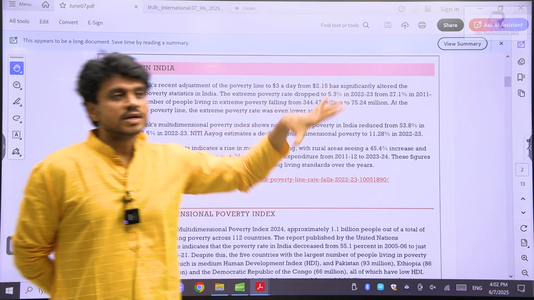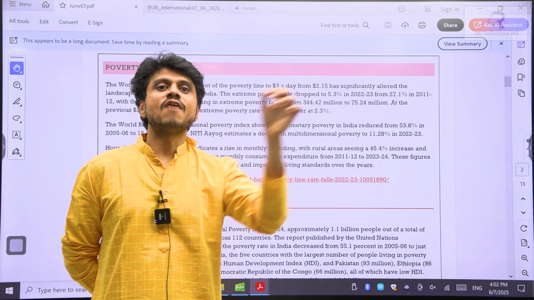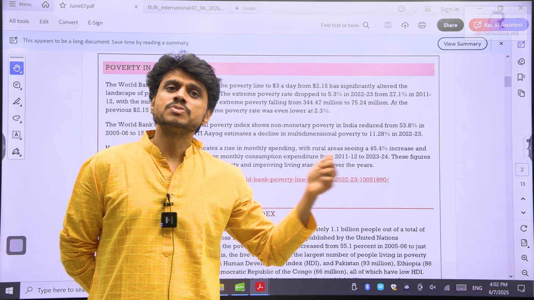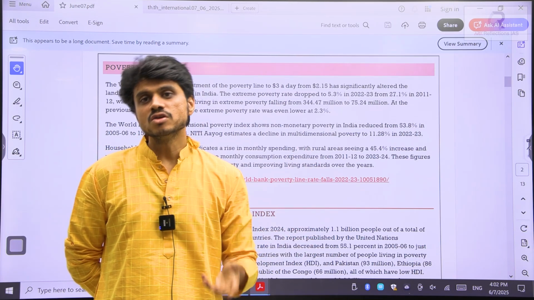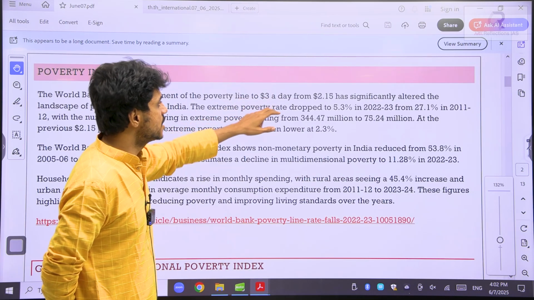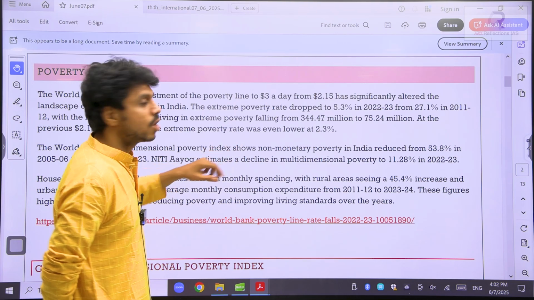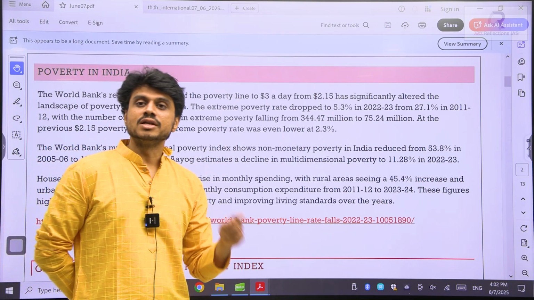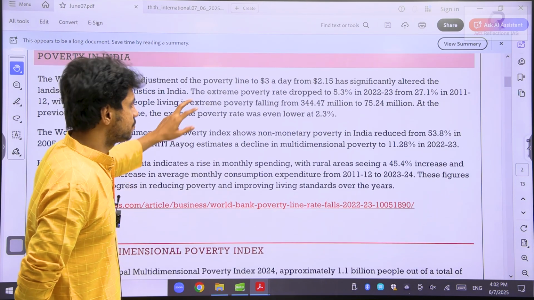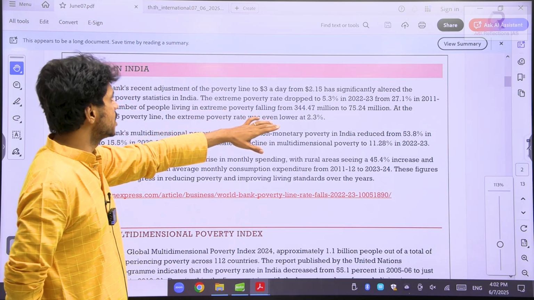So understand here, World Bank is having one particular value. If any particular person spends less than $3 per day, then he will be considered as a poor. Using this criteria, that is $3 per day, this will be handy for you to write mains answers. So what is the World Bank's criteria to declare a particular person as a poor or not? This is $3 per day. If any person spends anything less than that, then they are considered to be poor.